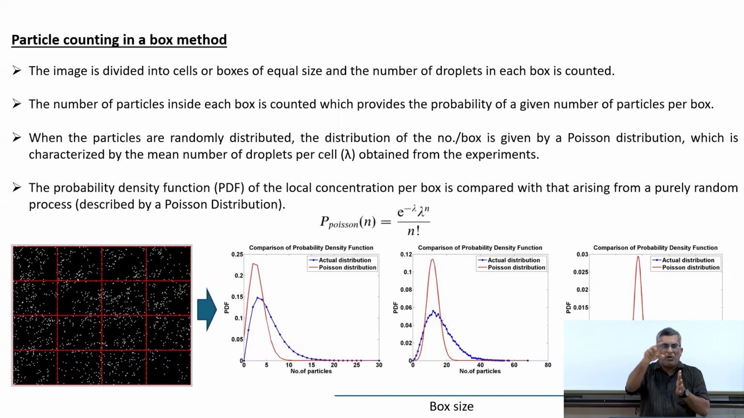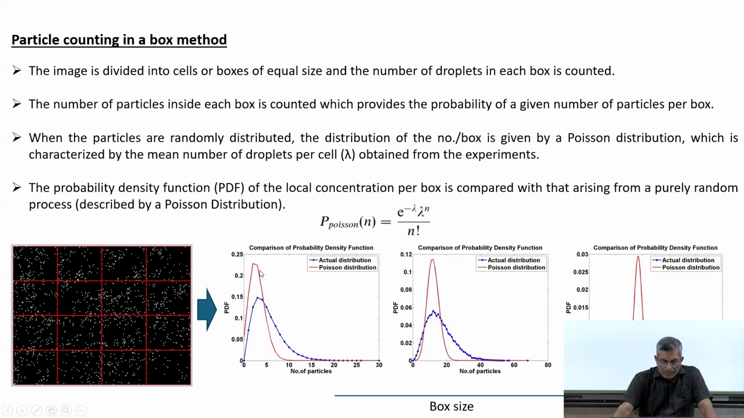Then you know how many boxes there are in one image. So, 59 divided by, let us say here you have 16 boxes. So, that is what lambda is. If you know that, then this function describes the probability. If you put n equal to 1, you get the probability of finding one particle per box in case all the particles are uniformly distributed. Okay. And similarly, you go on.